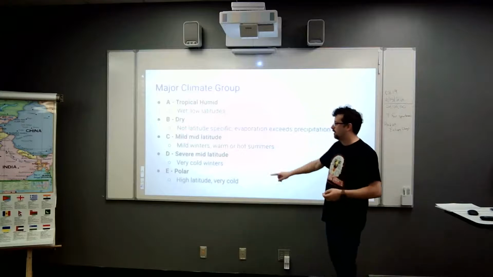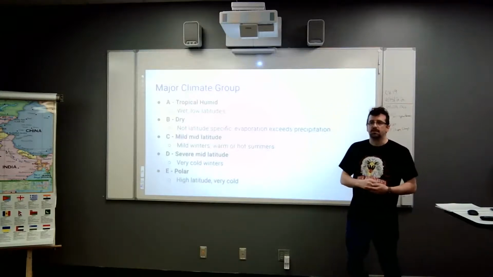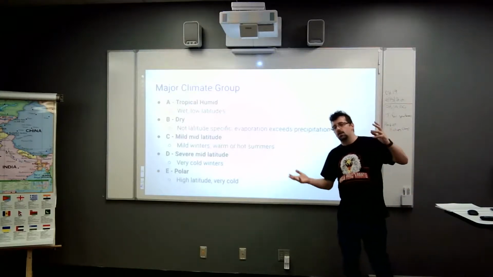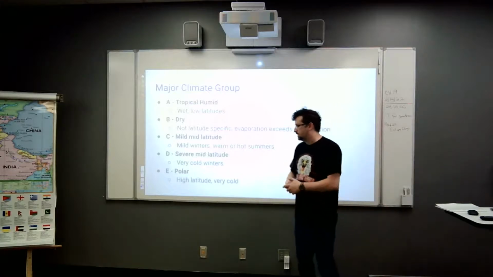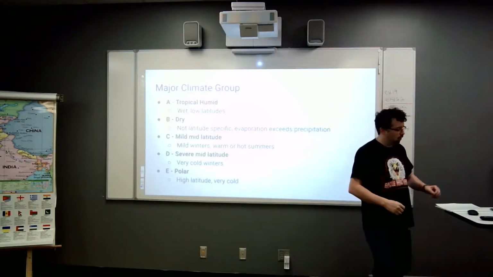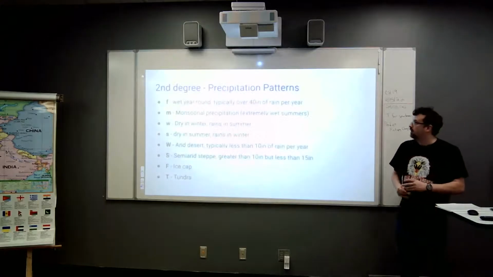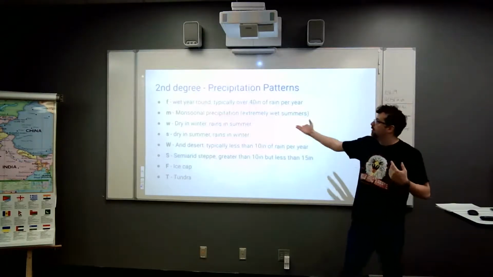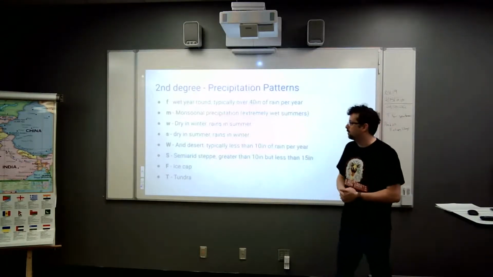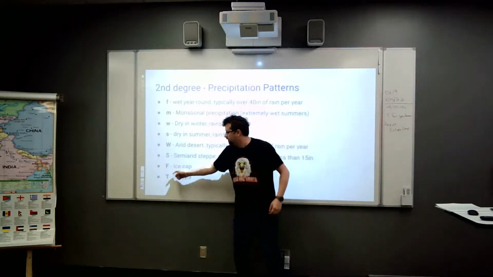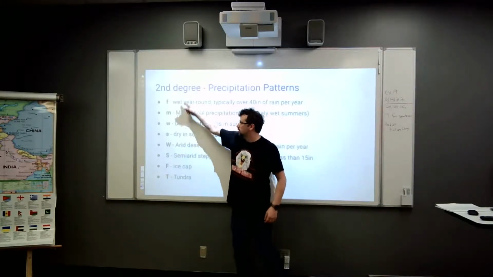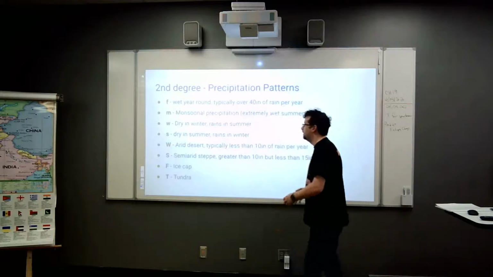Then polar, well, this should make sense if we've talked about Antarctica and the Arctic Circle. This is where stuff like this exists. High latitudes and very cold. So once we have the major group, we start talking about precipitation. And this is where you have to pay attention. Notice case, right? Uppercase, lowercase. Pay attention to these. Be very clear.